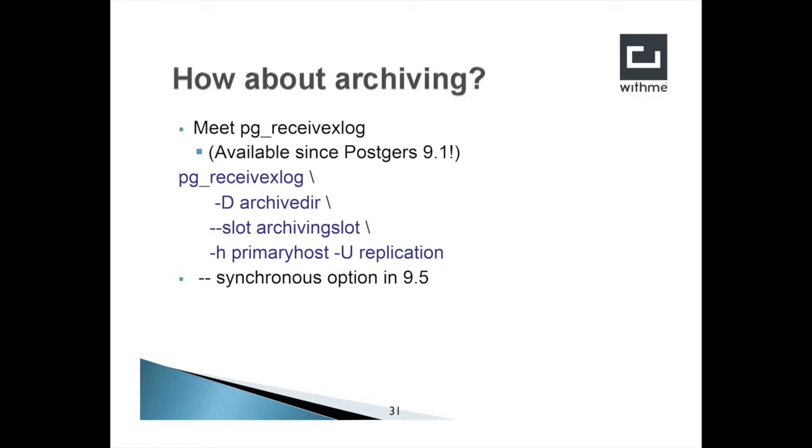It will not remove the WAL files until pg_receivexlog catches up, or if it is slow to catch up. In 9.5 they are coming with an even better option called synchronous. So what does that mean? Once the WAL file is written on the primary, it will be written synchronously to the archive location. So there is even more guarantee that the WAL files are always there. It's very useful for the financial industry to have synchronous WAL file archiving.